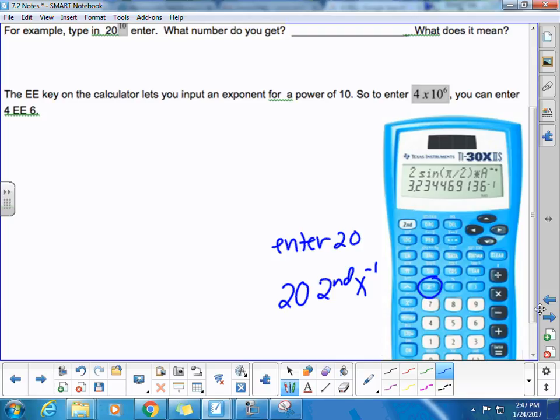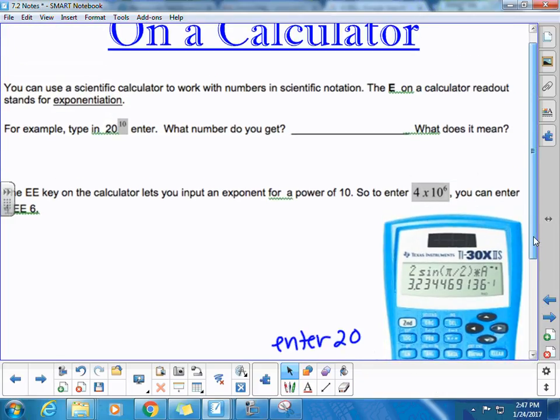And when you do that, the readout is going to say 20E. And now you have to say to the 10th. So that is what you're going to type in on your calculator. And again, the circled spot is the button we're using.